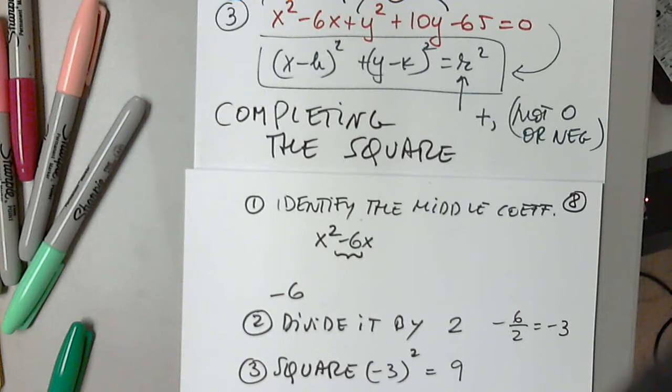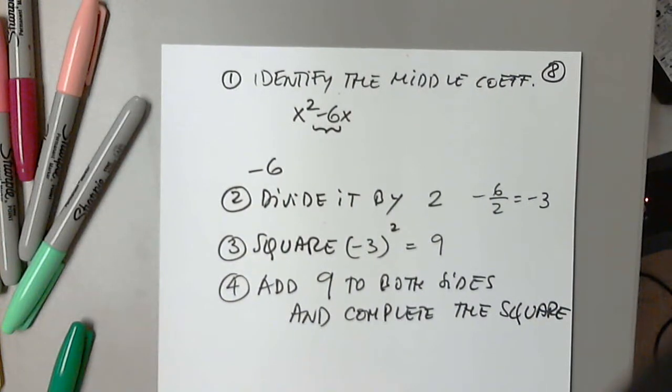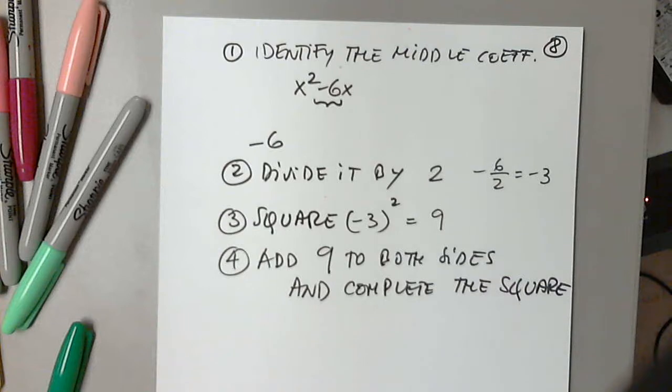Let's review them. First, I have to make sure that everything is in descending order, right? To identify the middle coefficient, I need that. They are. The middle coefficient is -6. I have to divide that number by 2. Then I have to square the result. I square -3, I get 9. And this is what I add to both sides.